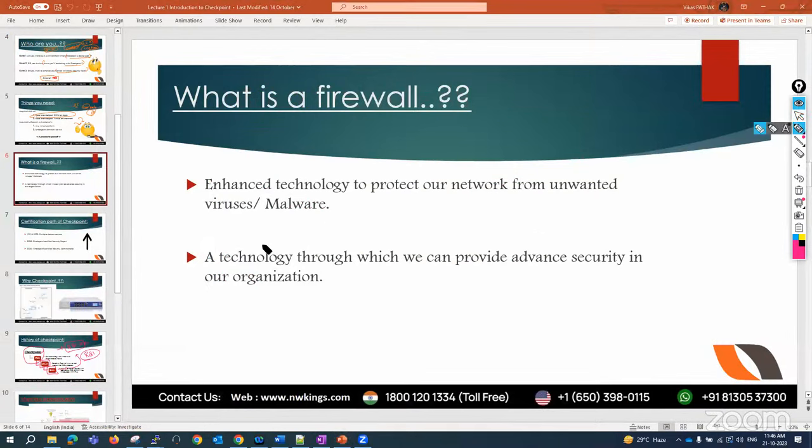Now, understand this definition. What does it say? Enhanced technology to protect our network from unwanted viruses and malware. First thing, whenever we talk about the next generation firewall, the first feature is called stateful inspection.